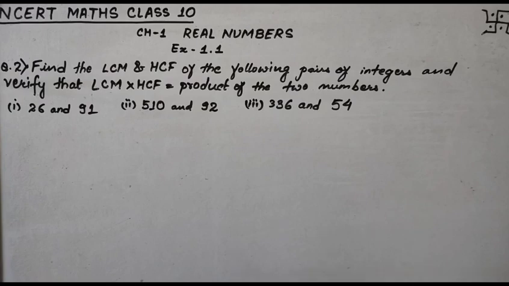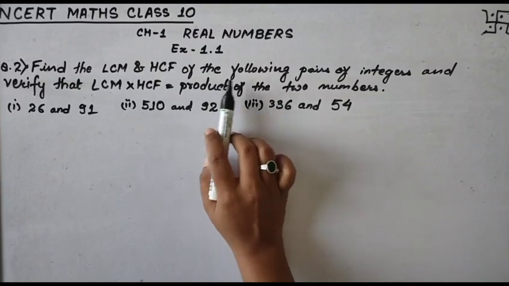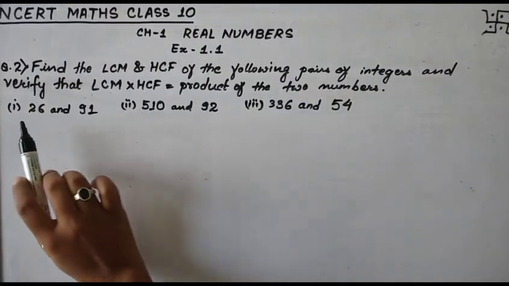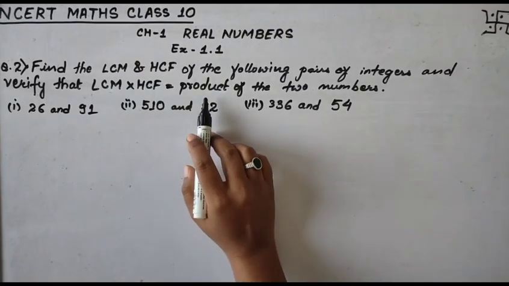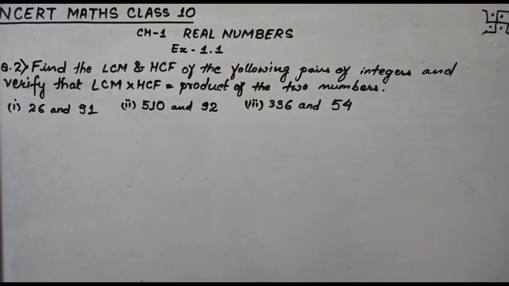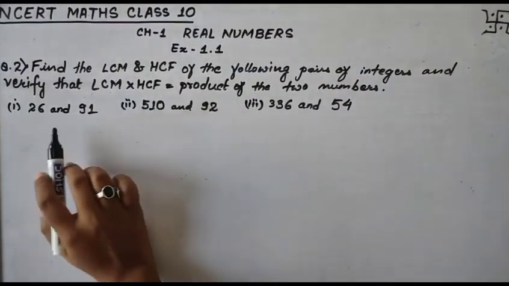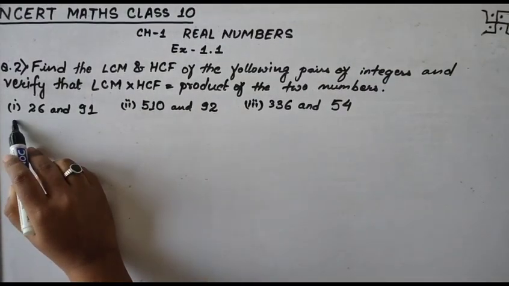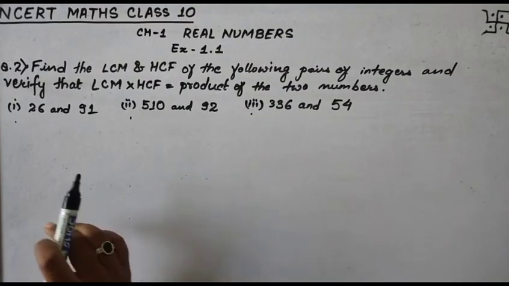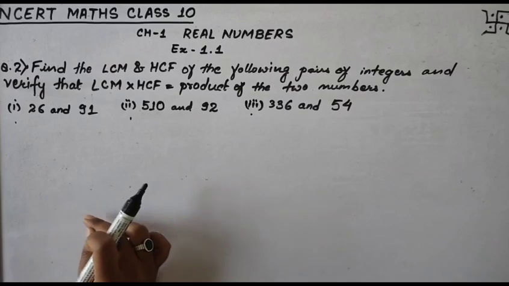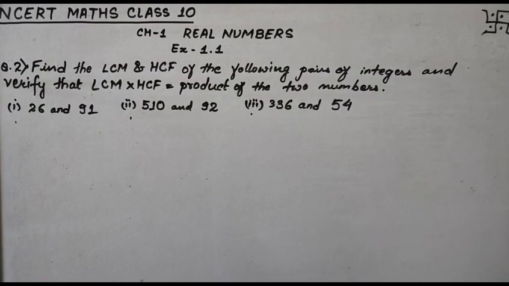Let's start. We have question number 2 over here. Find the LCM and HCF of the following pairs of integers and verify that LCM times HCF is the product of the two numbers. Here, what the question says is, first we have to find the LCM and HCF of the following pairs, that is 1, 2 and 3. After finding it, we have to multiply the results, that is LCM into HCF, which should be equal to the multiplication of the numbers given in the question.